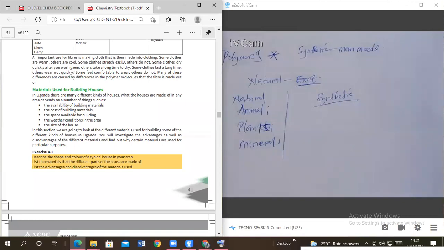So all this is caused by the material. Some clothes dry quickly after you wash them. All this is a result of the fiber used, or the material used to make them. If you use a weak fiber, it will give you a weak clothes material. So it will wear out. Some feel comfortable to wear, others don't. Many of these different materials are caused by a difference in polymer molecules in the fiber. So those molecules in the fiber bring all these differences.